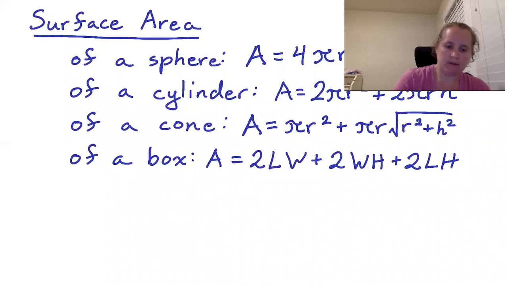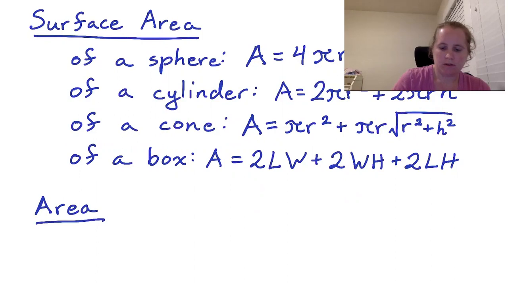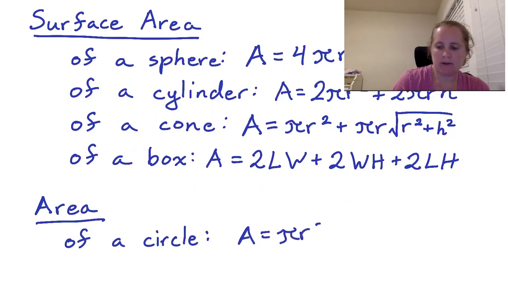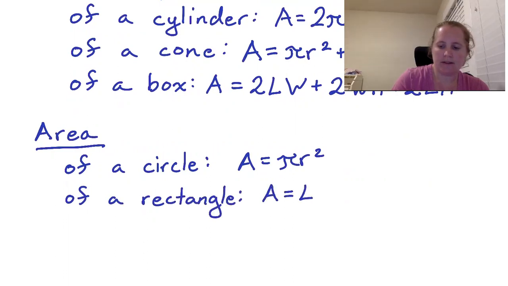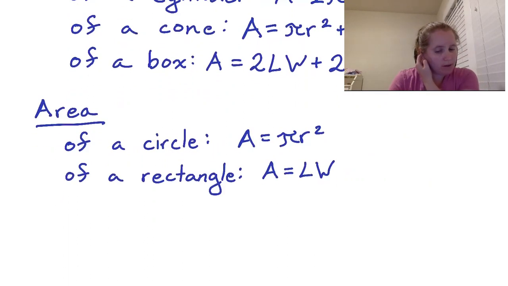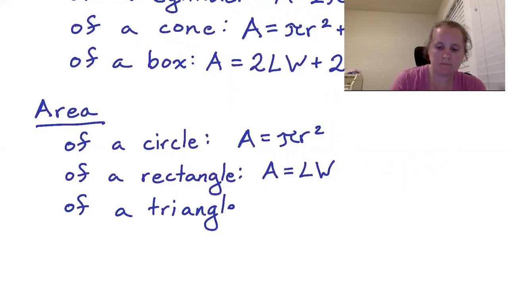Then of course we just have our usual area. So area of a circle, we have area is pi r squared. Of a rectangle, area is length times width. Of a triangle, area is 1/2 base times height.